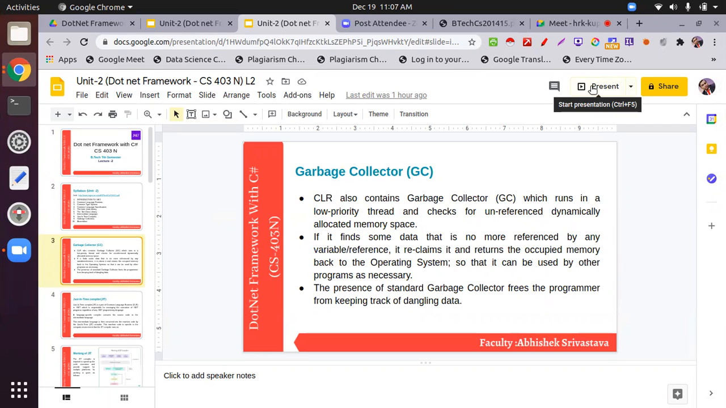Sir, the common concept of garbage. I'm not specific with the .NET framework, the common concept of garbage. Yes, sir, when you declare any integer or float value, but you don't define it, then it has some garbage value.